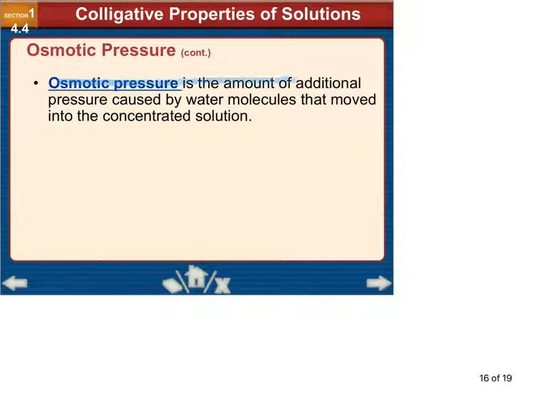Osmotic pressure is the amount of additional pressure caused by water molecules that moved into the concentrated solution.